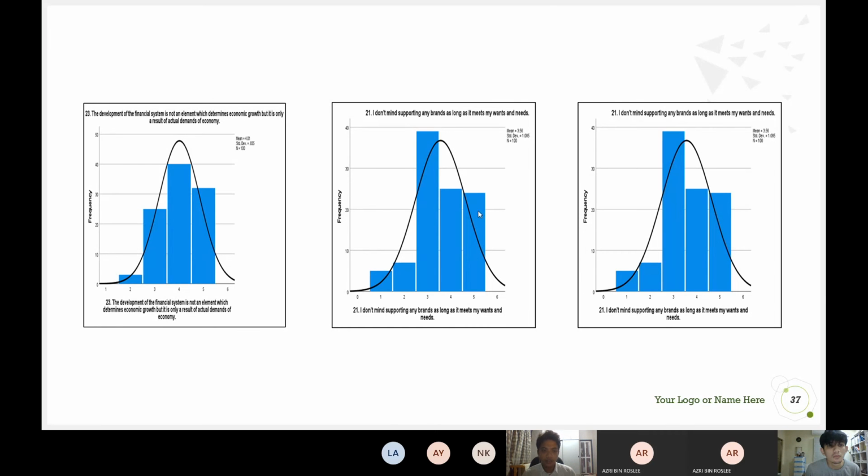And for the last survey question, the majority of the respondents, more than 49%, strongly agree that the savings, and the effective allocation of the savings, indicate another positive impact of financial development on economic growth. Next.